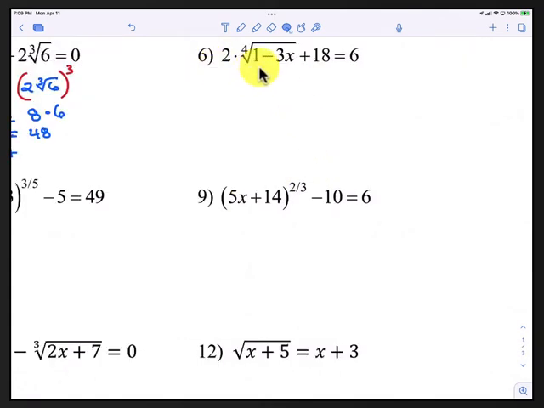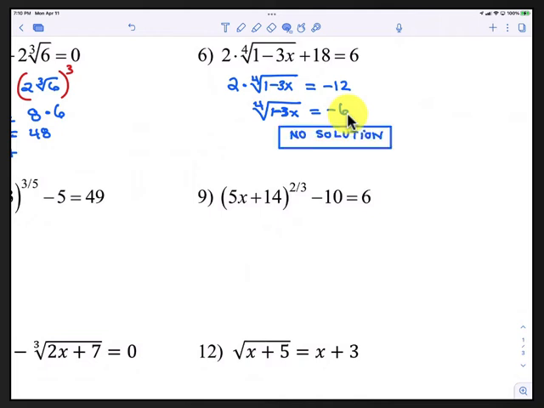And here is number 6. So we have 2 times the radical plus 18 equals 6. We're going to try to get the radical by itself, so let's go ahead and subtract 18 from both sides. So we have 2 times the radical equals negative 12. Now let's divide by 2 on both sides, and we get the radical equals negative 6. And at that point, we can stop, because we have a fourth root, and the fourth root of a number is not negative. It can't be negative. This is very similar to a square root. So we stop and simply say that there is no solution.